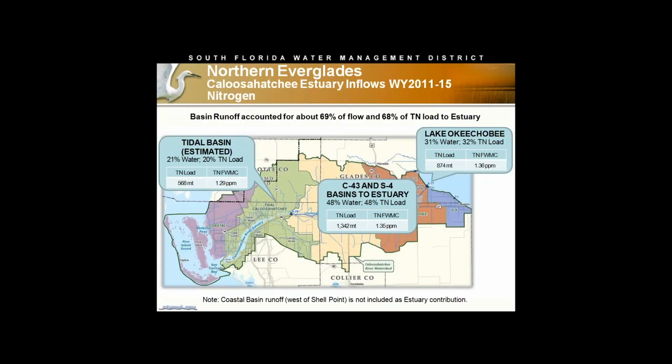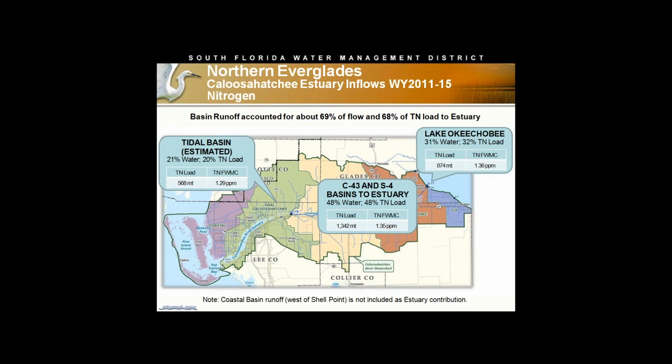So let's talk a little bit about some of the nutrients that are in our watershed and the water that's coming into our estuary. Our Caloosahatchee estuary is impaired for nitrogen. It's phosphorus in the Everglades. It's nitrogen over here on the west coast.